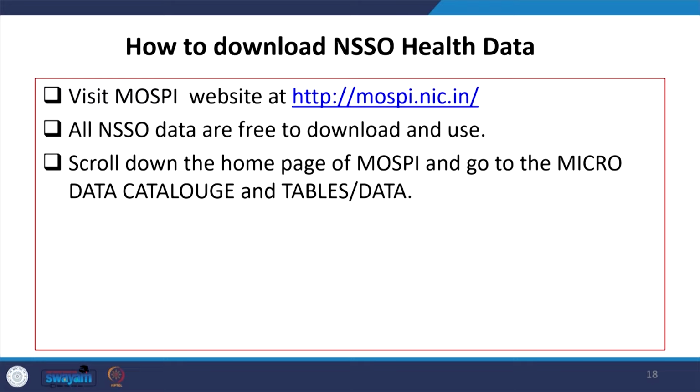All NSSO data are free to download and use. You scroll down the home page of the website to go to the microdata catalog, and then tables and data. I will show it here. Once you go through their website, you will get this type of symbols. 75th round data available at download tables and data. For other health round data or their microdata catalog, you will also get it from here, and you need to register, and this registration is free. You may require an ID proof for getting registered.